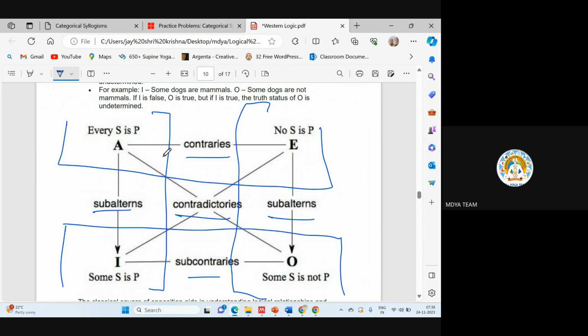Okay, so does everyone have a clear understanding of the A type statement, E type statement, O type statement and I type statement? Is there any problem in this? No, sir, it's clear. Okay. And please remember this figure also. I drew it incorrectly, but it should be in its original position. A should be here, E should be here, O should be here, and I should be here.